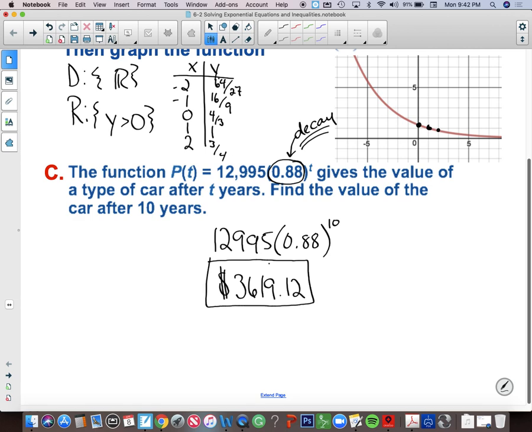Okay? So that's not very much. We bought the thing at around $13,000, had it for 10 years, and now it's only worth $3,600. All right, welcome to real life depreciation. You buy a vehicle, the value goes down very fast, okay?